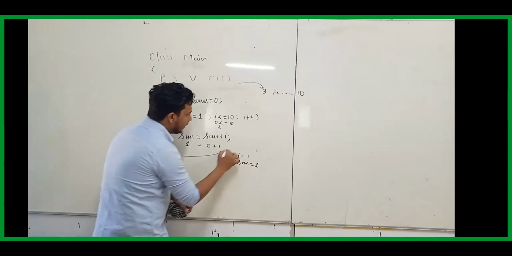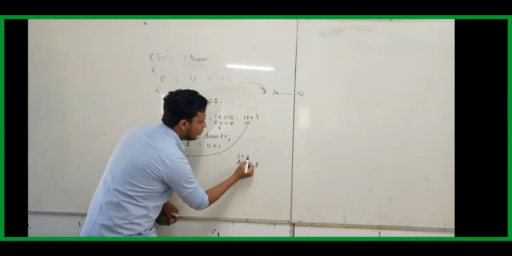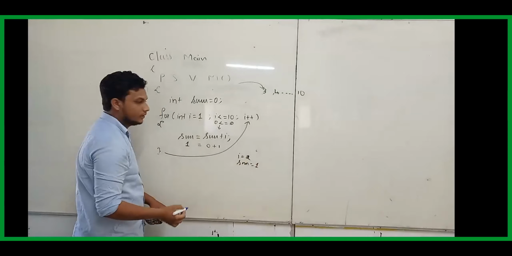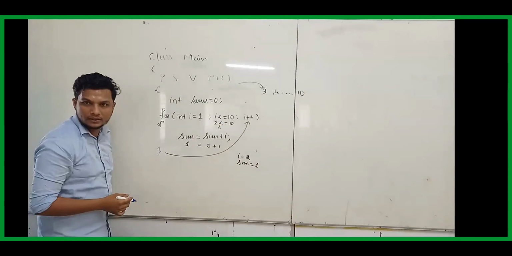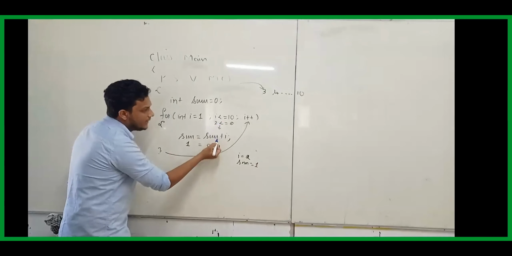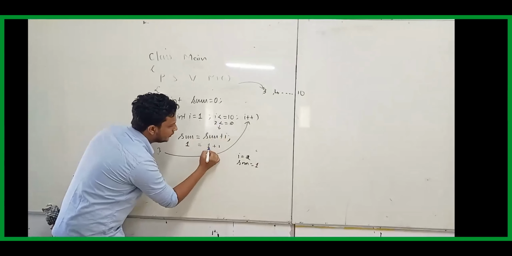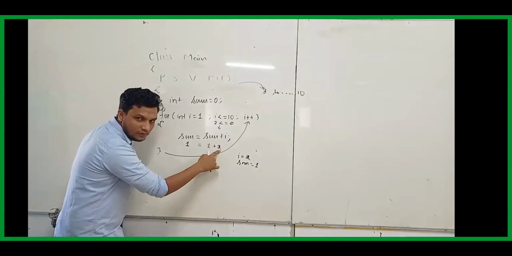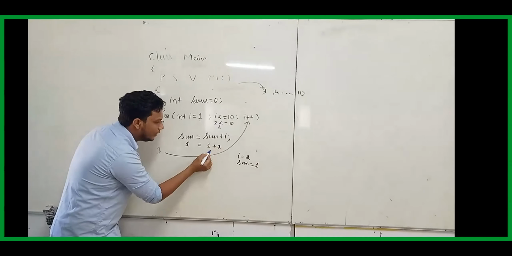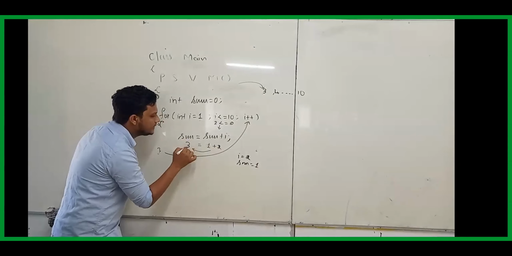Next, after that, is there anything to execute inside this for loop? No. Control will come back here. It will increment the I value. So I value will become 2 now. Now tell me, is 2 less than or equal to 10? True, right? Then it will come inside. Now what is the sum value? 1, right? What is the I value now? 2 here. So 1 plus 2 is 3. The assignment operator will put that value here. So sum will become 3.